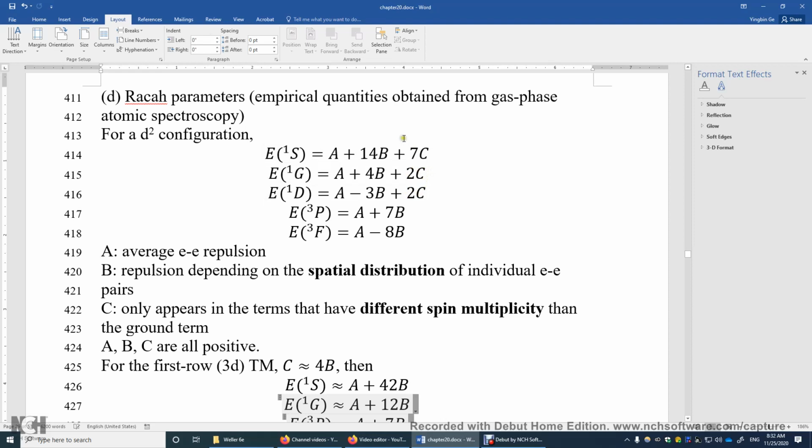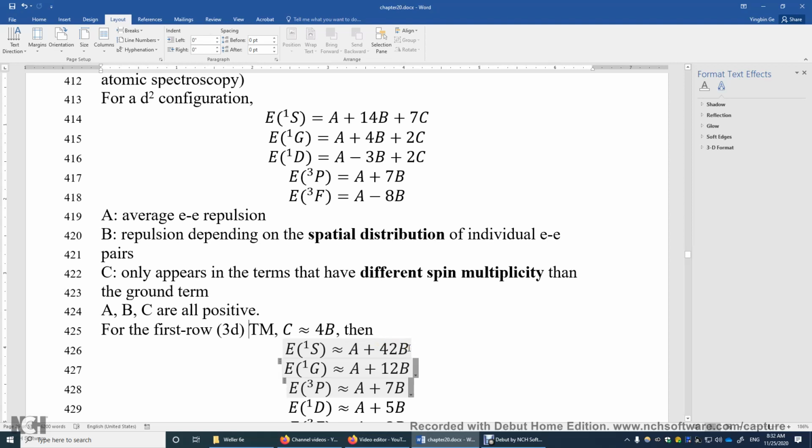And then we combine the B terms. So this 1S is A plus 42B. 1G is A plus 12B. 3P is A plus 7B. Oh, I think I made a mistake here. 4B times 2, that's 8B. 8B minus 3B, I think that's 5B, right? Oh, yeah, it's 5B. That's 1D, 5B.